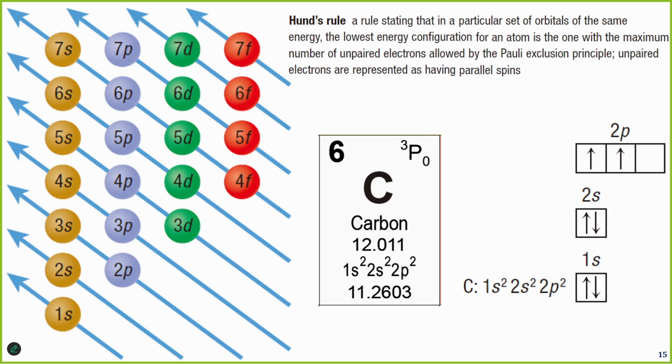This configuration is summarized by Hund's rule, which states that in a particular set of orbitals that have the same energy, the lowest energy configuration for an atom is the one with the maximum number of unpaired electrons allowed by the Pauli exclusion principle. In simple terms, this means that before any 2 electrons occupy an orbital in a subshell, other orbitals in the same subshell must first each contain 1 electron. Electrons filling a subshell will have parallel spin before the subshell starts filling up.